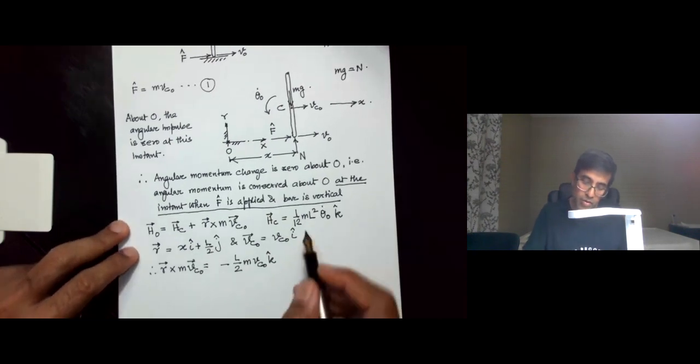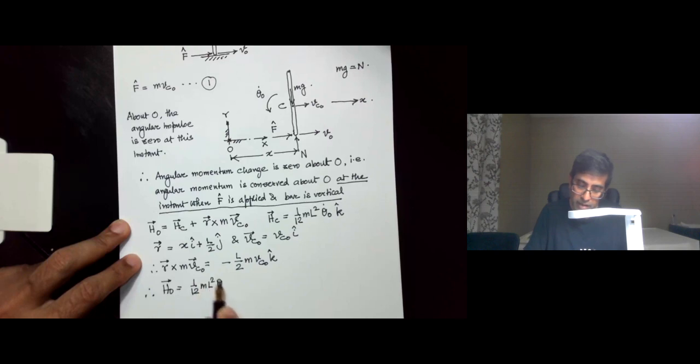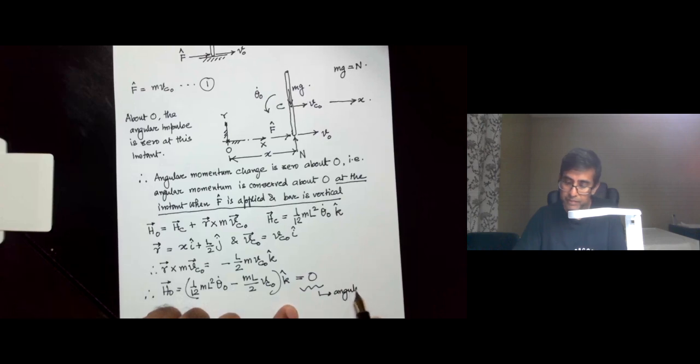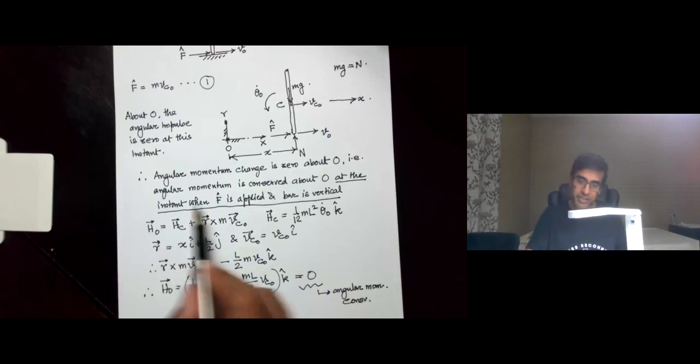All right. So therefore, the angular momentum about the point O is going to be 1/12 ml squared theta dot O minus ml over 2 VCO, and this whole thing is going to be in the K direction, and that is going to be equal to 0. This is the angular momentum conservation, which is the observation that we made over here.